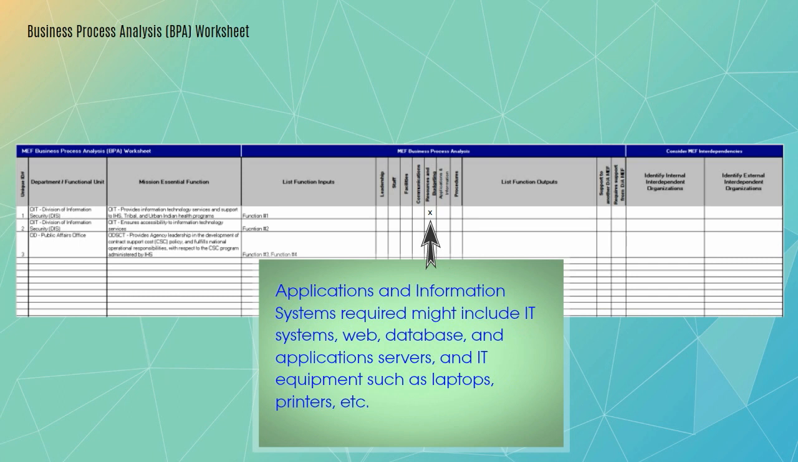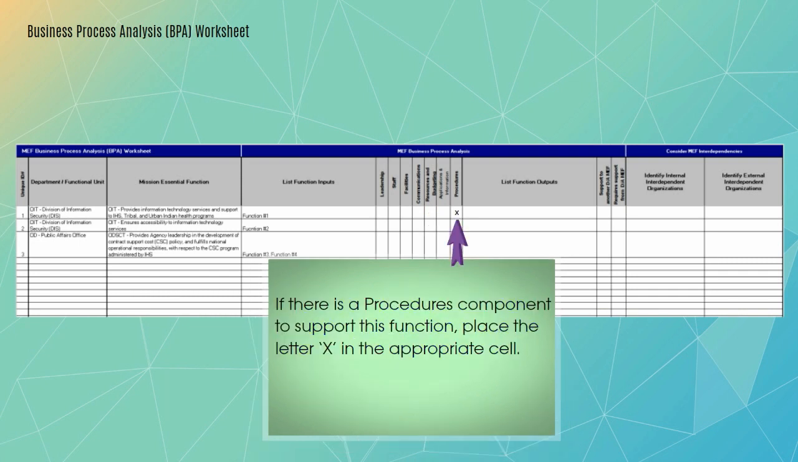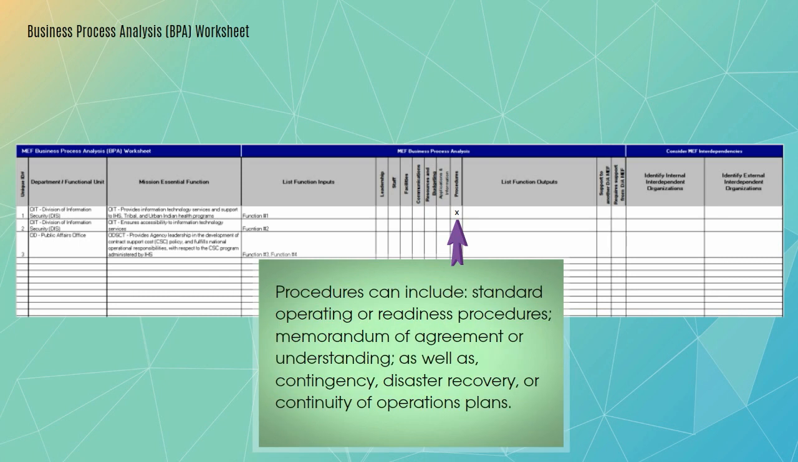Applications and information systems required might include IT systems, web, database and application servers, and IT equipment such as laptops, printers, etc. If there is a procedures component to support this function, place the letter X in the appropriate cell. Procedures can include standard operating or readiness procedures, memorandum of agreement or understanding, as well as contingency, disaster recovery, or continuity of operations plans.